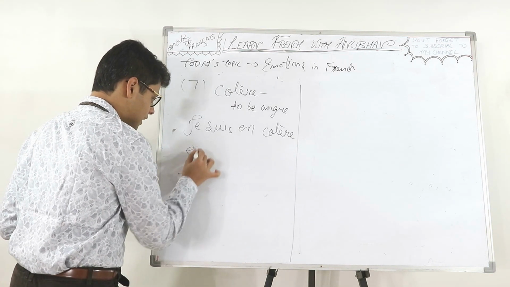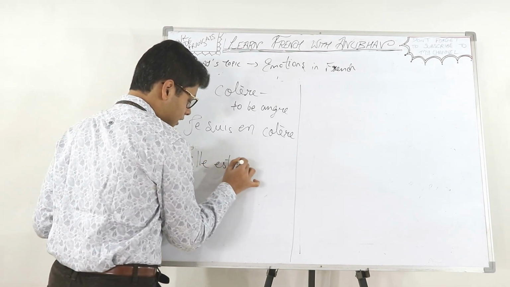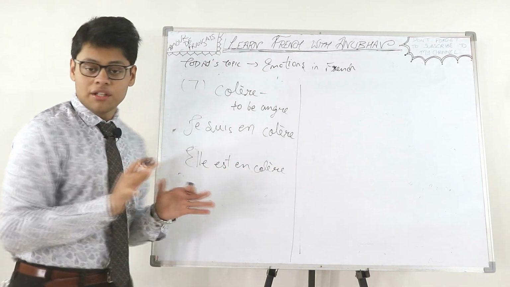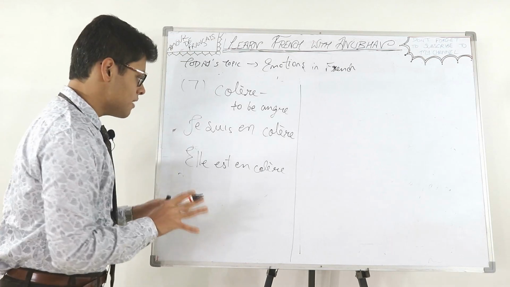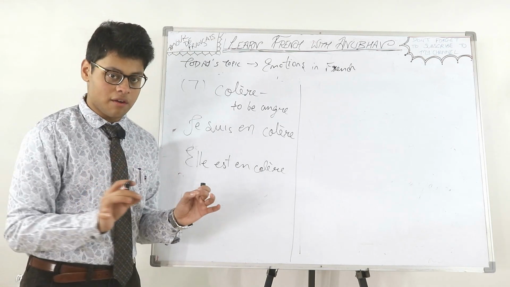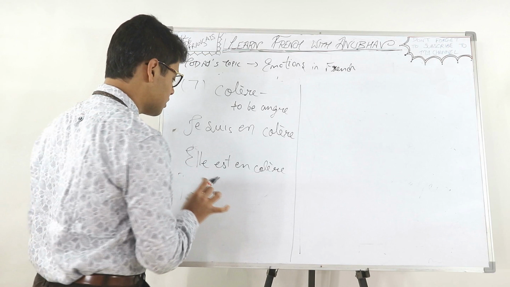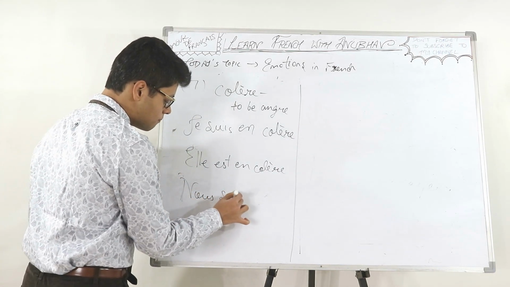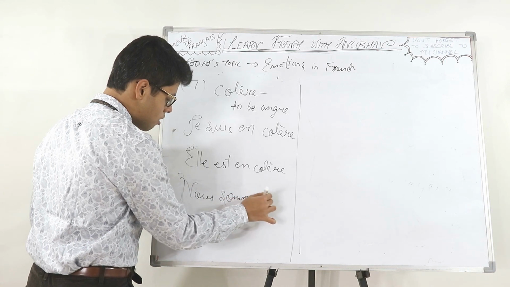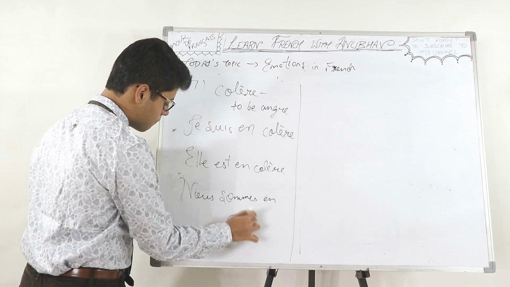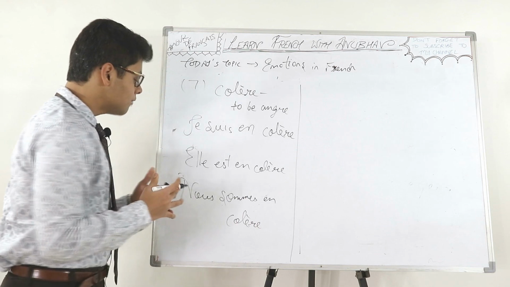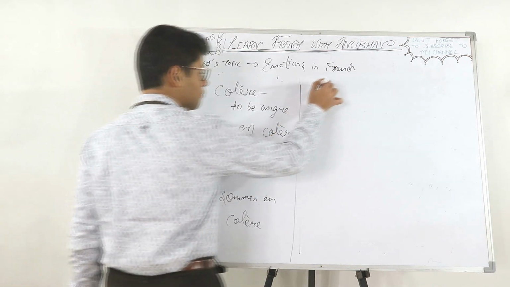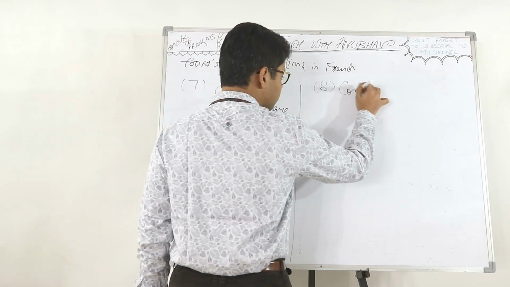Moving towards elle est en colère. Again, with colère, no agreement is to be followed, like adding an E for feminine, adding an S for plural. No, that's not required. And for nous, we have nous sommes en colère. Yes, nous sommes en colère. We are angry. Moving towards the 8th one, content.